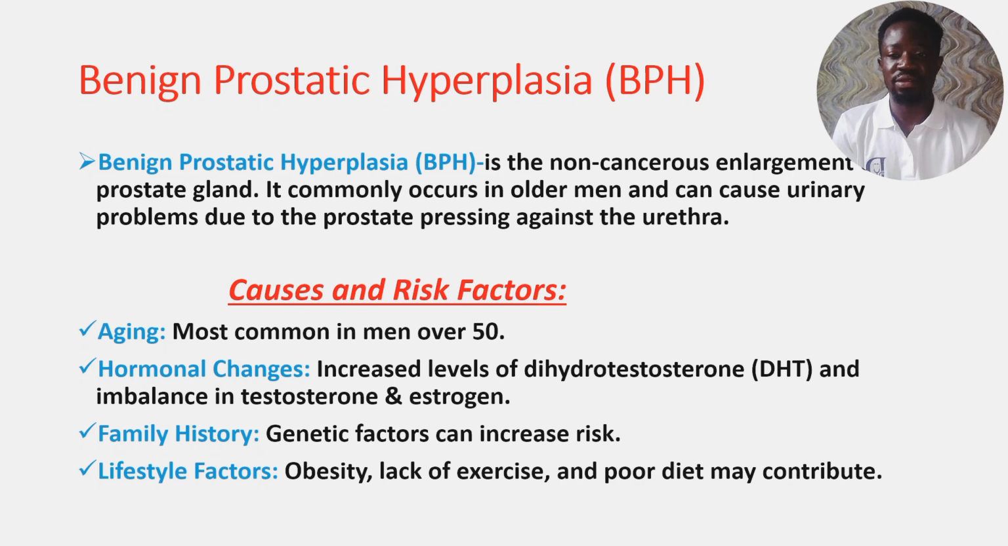Causes and risk factors of benign prostate hyperplasia. Aging is one of the major factors. Another one is hormone regulation. We also talk about family history, so benign prostate hyperplasia also has to do with genetic factors. For example, if your father over the age of 50 gets this prostate condition, there is a possibility that you as a son can also have the identical condition. Then also comes obesity and lack of exercise.